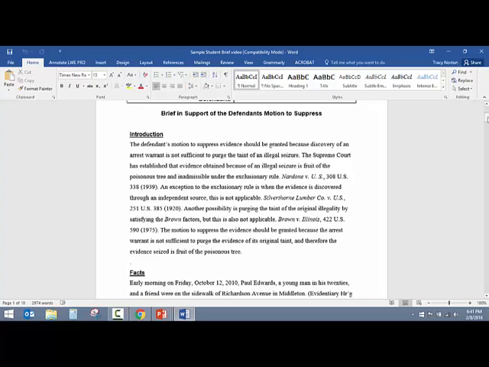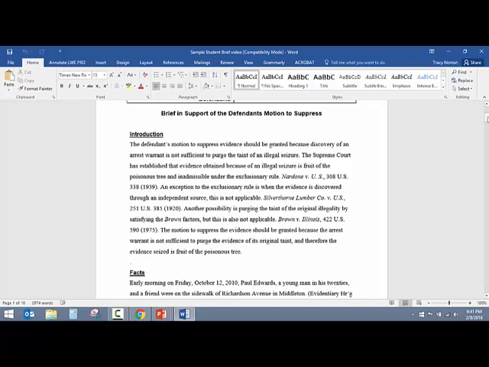An exception is when the evidence is discovered through an independent source. This is not applicable. Another possibility is purging the taint of the original illegality by satisfying the Brown factors, but this is also not applicable. The motion to suppress the evidence should be granted because the arrest warrant is not sufficient to purge the evidence of its original taint, and therefore the evidence seized is fruit of the poisonous tree.